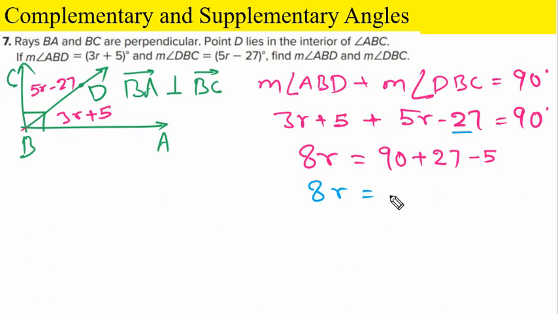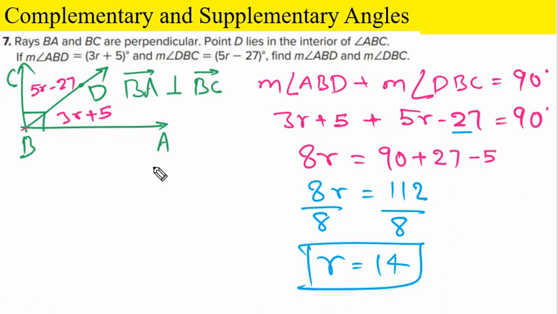Oh, sorry, 112, yeah. 112 divided by 8, so that will give you 14. Okay, so the r value is 14. Now how do you find the angles?